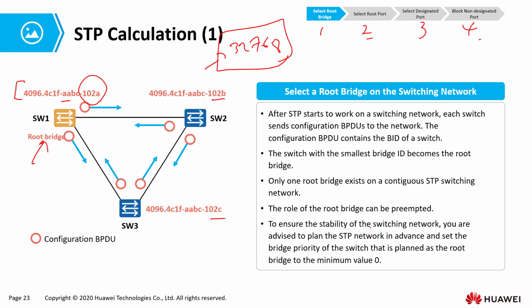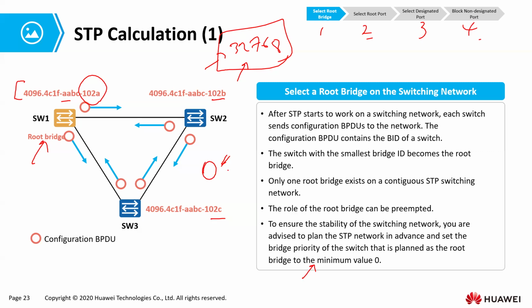To ensure stability of the switch, you are advised to plan the STP network in advance. Set the bridge priority of the switch that is planned as the root bridge to the minimum. That's a way of manipulating what becomes the root bridge. By default, there is a value here. But if you have a switch that you prefer becomes the root bridge, you go and change the bridge priority. You change it to 0. 0 is the lowest bridge priority we have. Therefore, that switch will automatically become the root bridge.